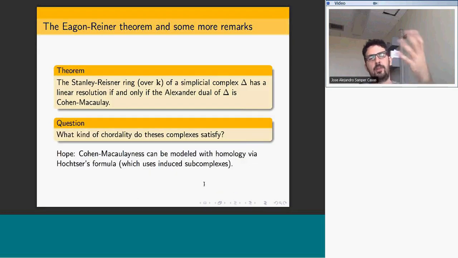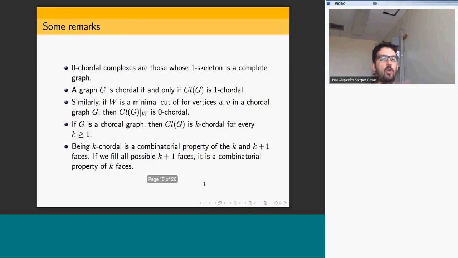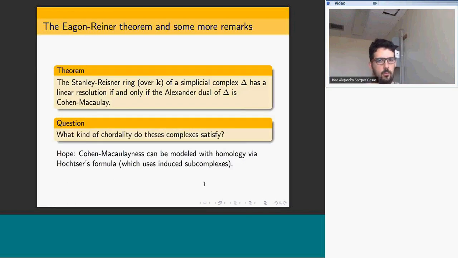So in some sense, we kind of know this is the linear resolution business. We know that in one dimension, in graphs, this is sent to a graph by passing to the clique complex. So maybe to try to find that this is a good notion of chordality is to go and look at this resolution business, since Cohen-Macaulayness is understood as homology and this Alexander duality.